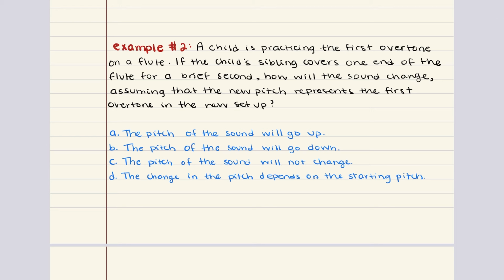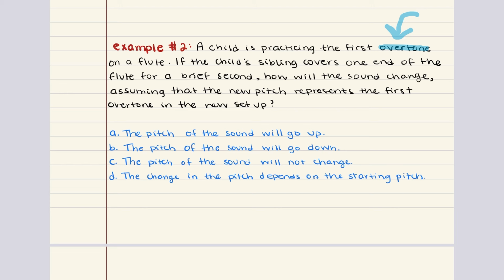Problem 2 says a child is practicing the first overtone on a flute. If the child's sibling covers one end of the flute for a brief second, how will the sound change, assuming that the new pitch represents the first overtone in the new setup? Now, before we attempt to answer this problem, I want to discuss this word, overtone.